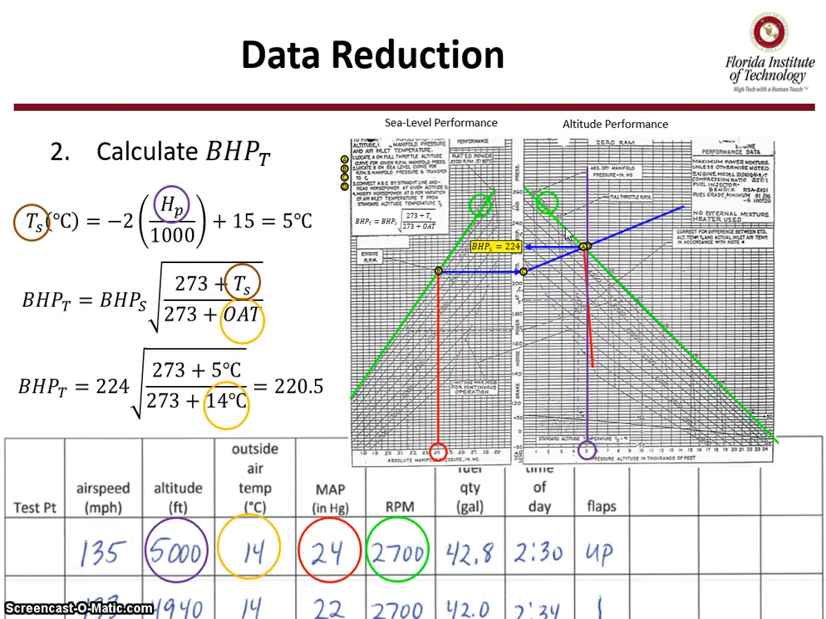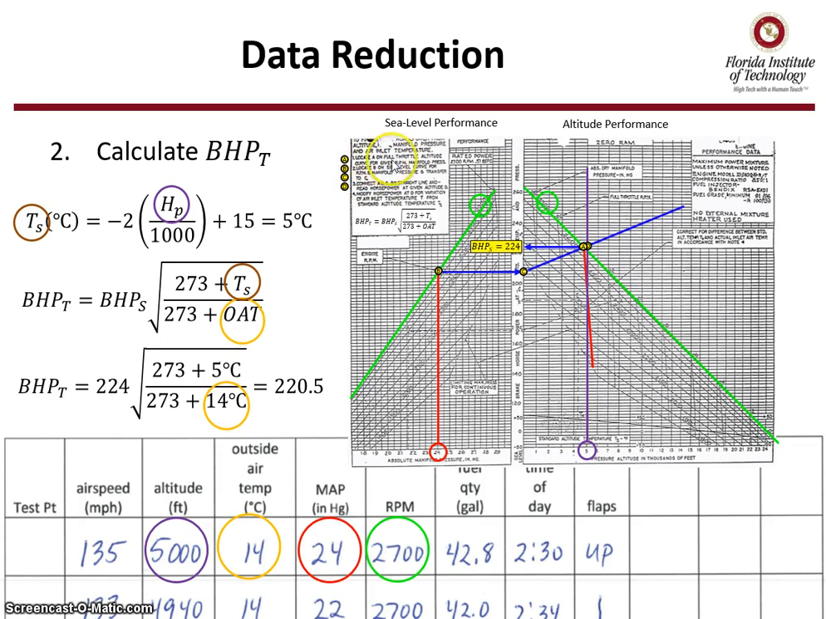Step 2 is to calculate brake horsepower at our test day condition. First, we'll calculate brake horsepower at a standard day and then convert it to test day using the square root of the temperature ratios. To get our brake horsepower for standard day, we'll follow these 4 steps on the engine chart for the Cherokee 6.